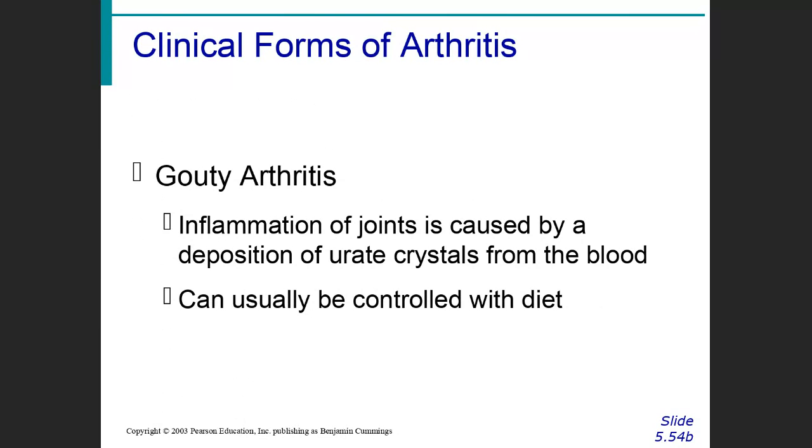And finally, gouty arthritis is inflammation of joints caused by the deposition of crystals in your blood. If people eat a lot of protein, one of the things that happens is you create a lot of ammonia and urea in your blood. And that urea can be converted to what's called uric acid. And uric acid is solid crystals. And they can accumulate in your joint, causing tremendous pain. And that's normally called gout. It can be controlled with diet if you don't eat as much protein.